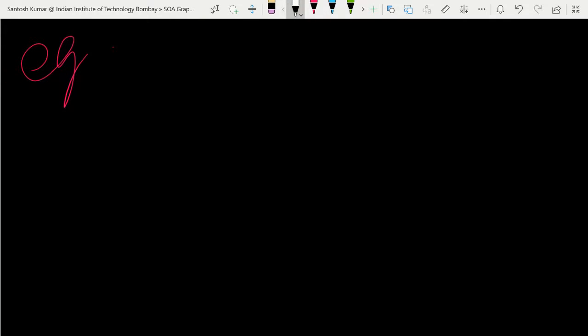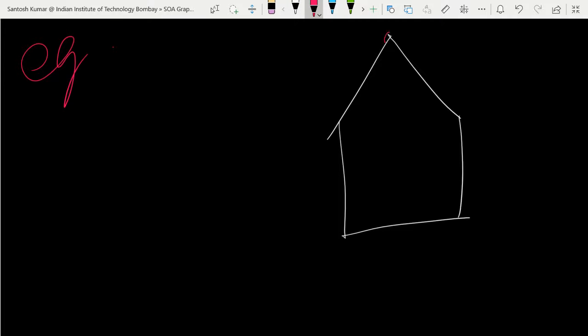So first start with the C5. If you think, okay, in that case, 1, 2, 3, 4, 5. So let's name it. Suppose this is a V. Okay, so graph G I'm talking about.